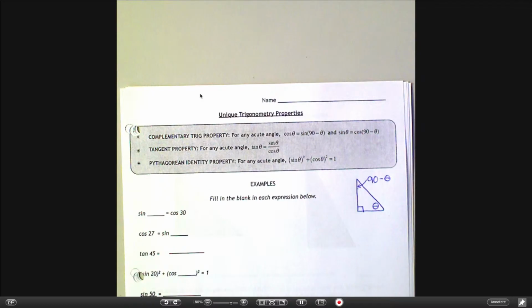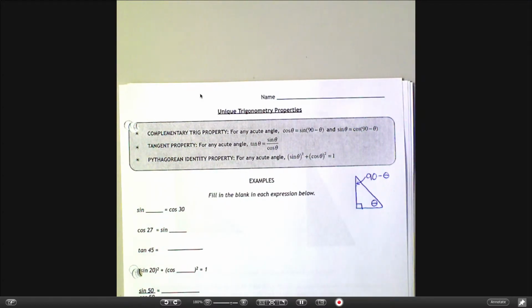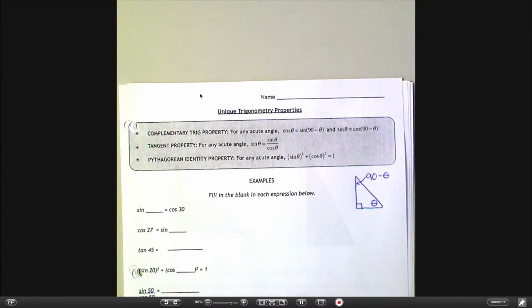Okay. All right. Isaac, what did you find for that question about tangents? Question number 3. Okay. So I tried all of the different equations, and I found out that if you divide the sine by the cosine, you get the tangent. Yep. Did anybody else find that? Okay.